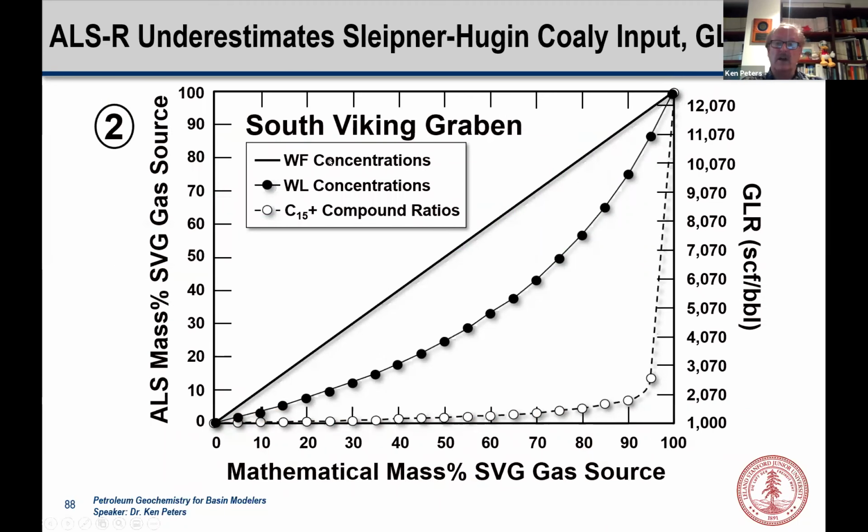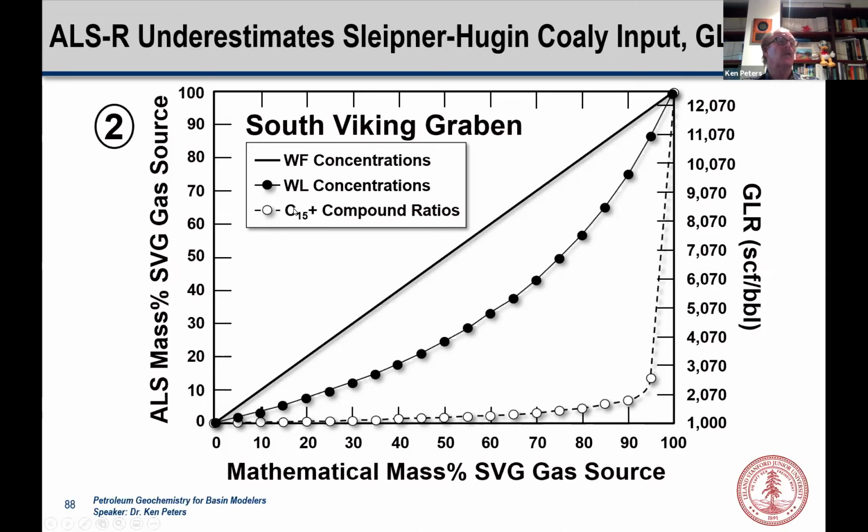So this is kind of a summary of what I just showed you. Here is the mathematical mix. This is the mass of the SVG gas source. And here's the ALS mass that's calculated. So the mathematical mix matches perfectly with the calculated concentrations on a whole fluid basis.